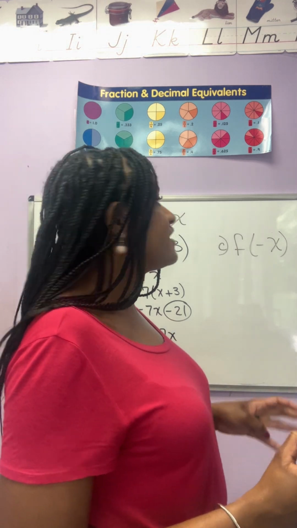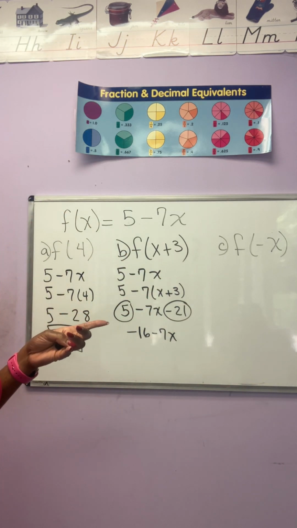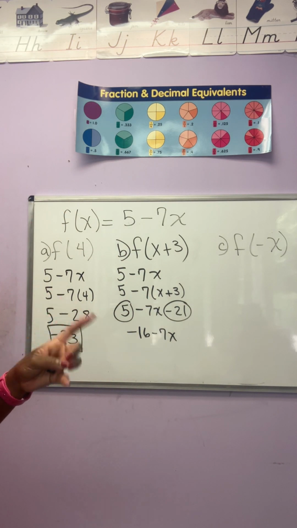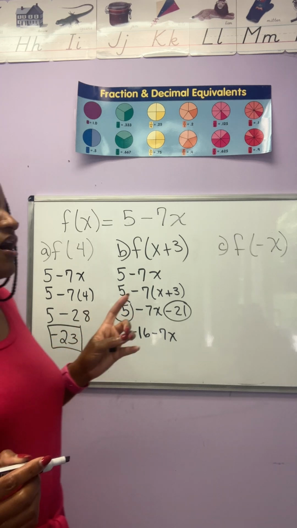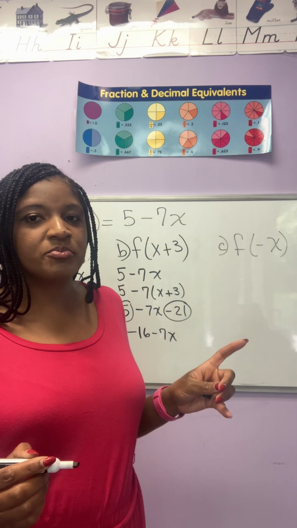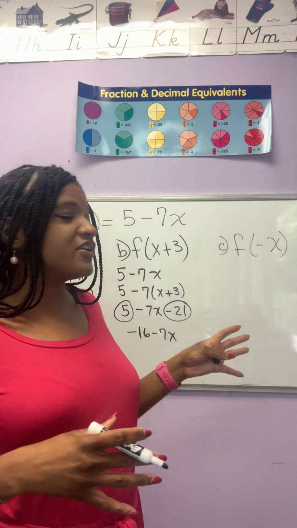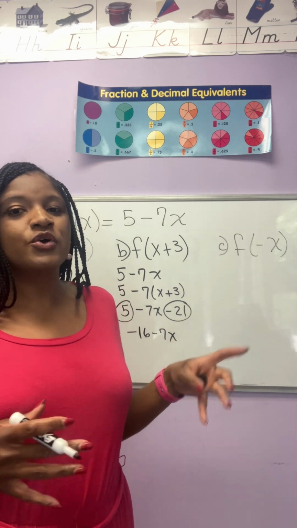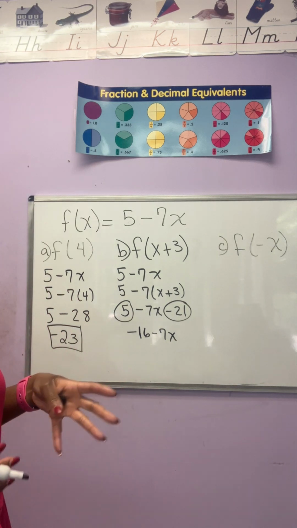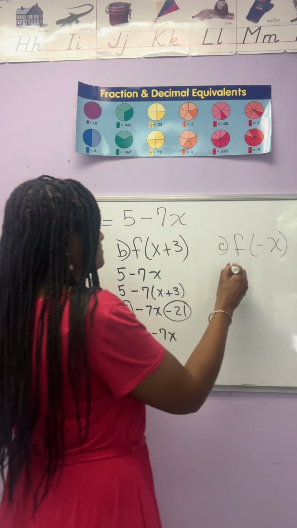Okay, and then the next one, f of negative x. This one is useful if you're trying to figure out if something is an odd or even function, because if it's an odd function and you plug in negative x, you're going to get the same answer, but everything is a negative version of it. But if it's an even function and you plug in negative x, you end up getting the exact same answer. And if it's neither, then we won't really see anything. So let's try this.